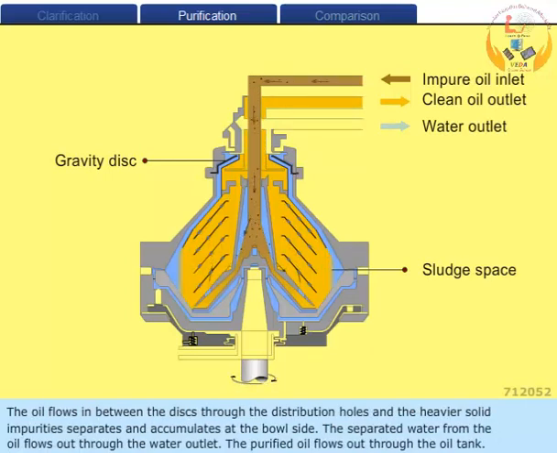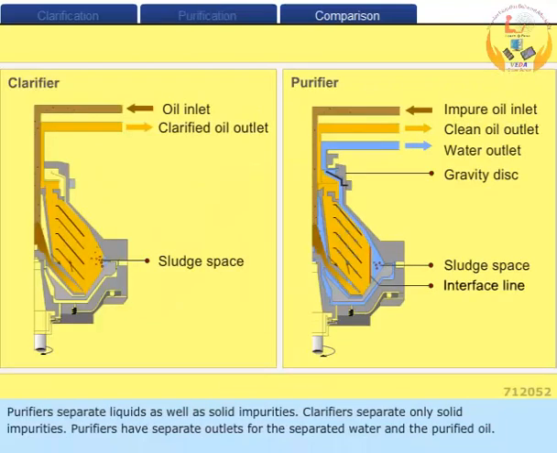The oil flows in between the discs through the distribution holes and the heavier solid impurities separate and accumulate at the bowl side. The separated water from the oil flows out through the water outlet. The purified oil flows out through the oil outlet. Purifiers separate liquids as well as solid impurities. Clarifiers separate only solid impurities.